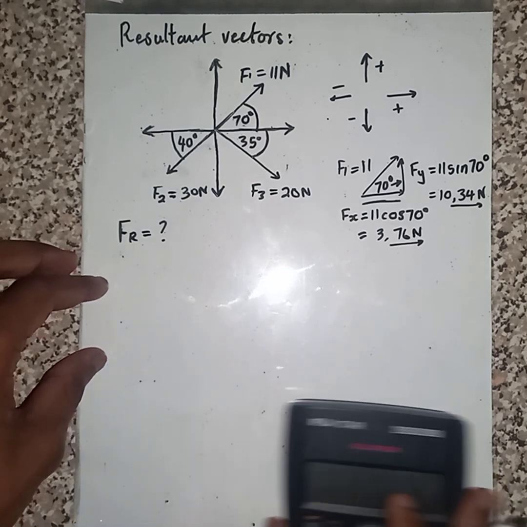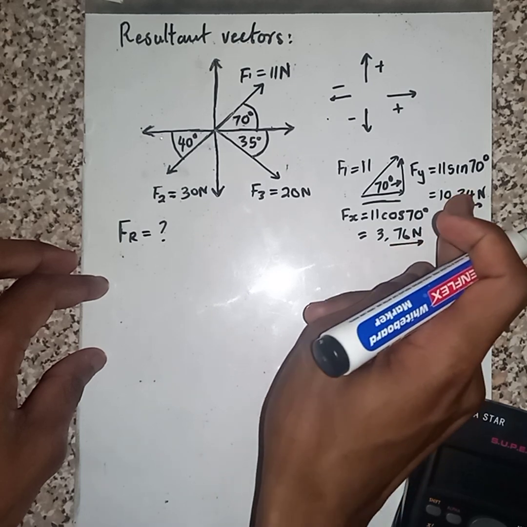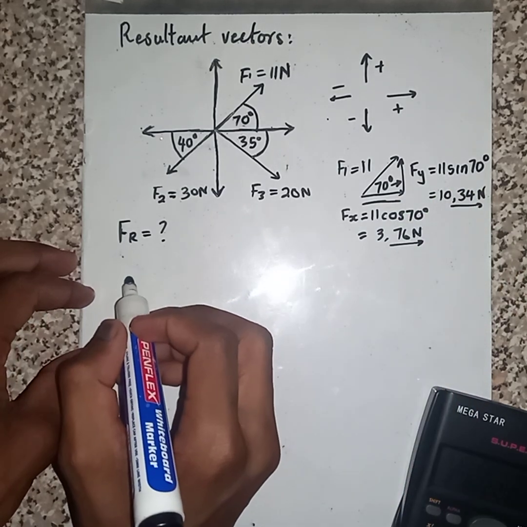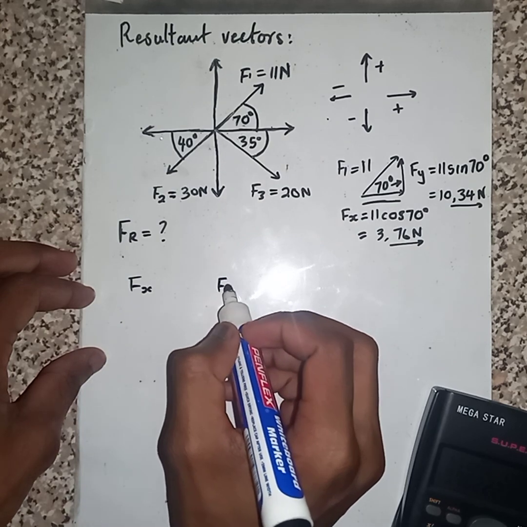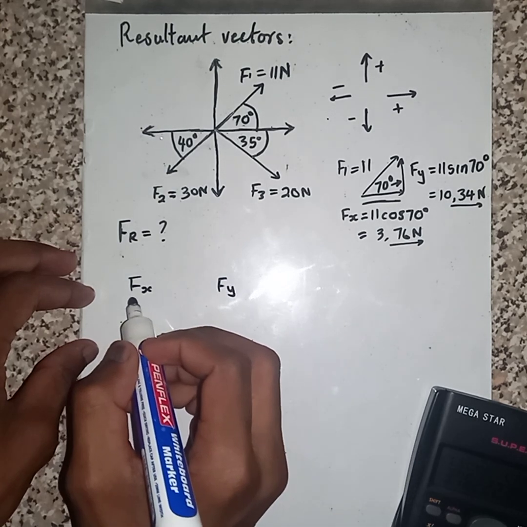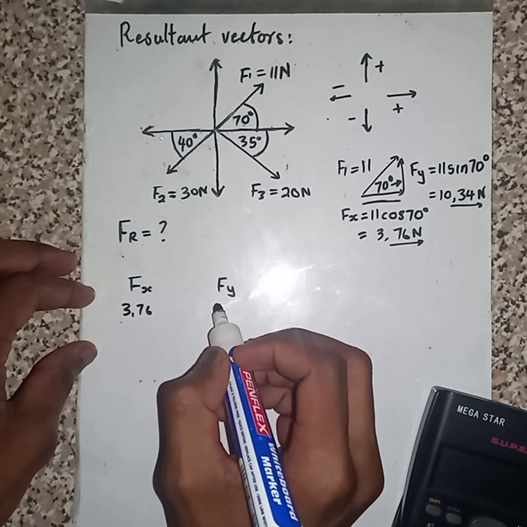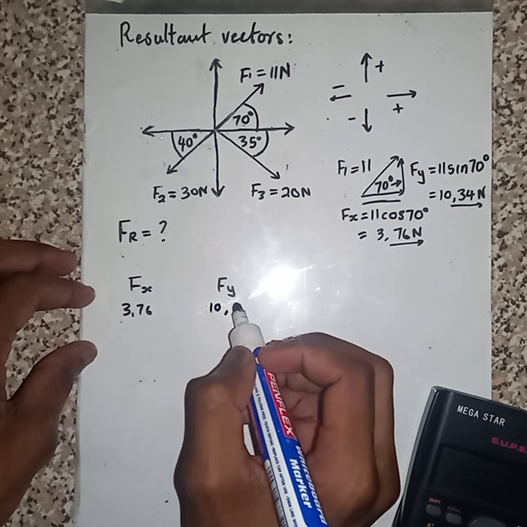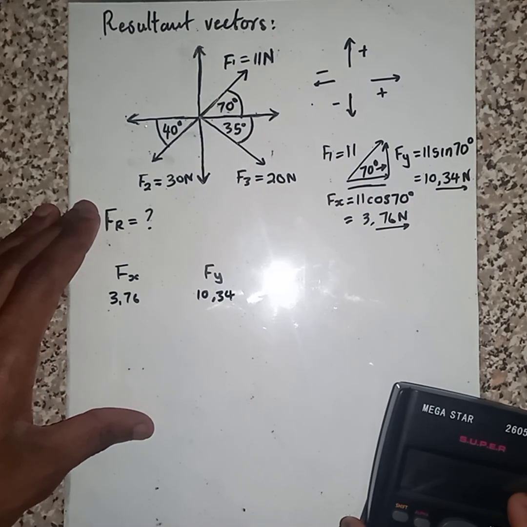Immediately after finding your horizontal as well as your vertical component, let us put our information neatly underneath. Fx, which is 3.76, our Fy, which is 10.34. I hope you can see.